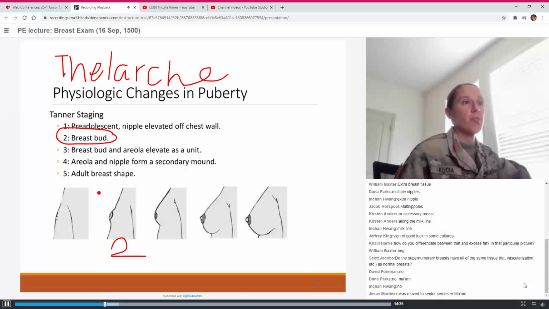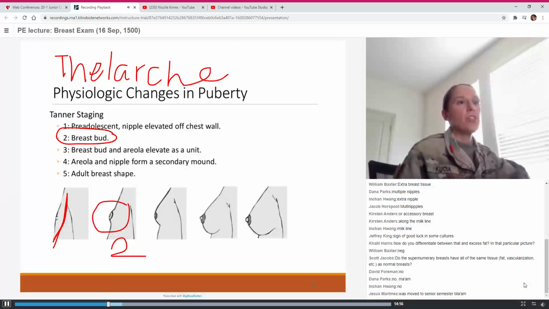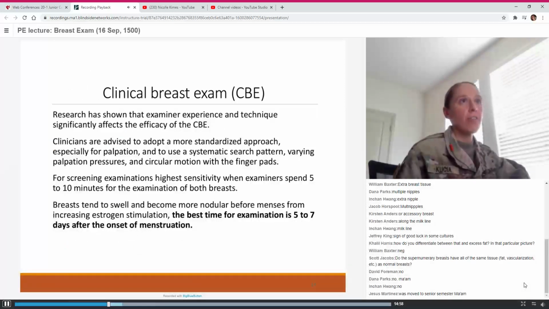So this is pre-pubertal, pre-adolescent, everything's kind of flat, same shape. This is thelarchy occurring. It's Tanner stage 2. You develop a breast bud, and then the areola begins to elevate and develop like a mound of tissue, eventually becoming the adult shape. But these are indications of puberty, right? It's actually an indication of how well the ovaries are functioning, since they're both estrogen sensitive. So that's why we look at these as indicators of overall pubertal development.